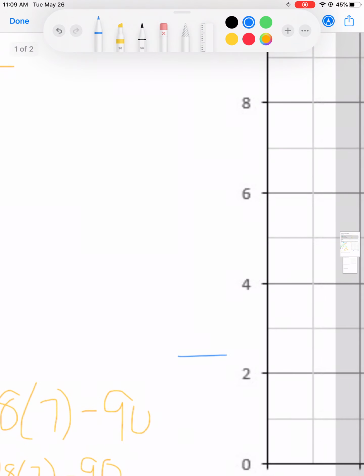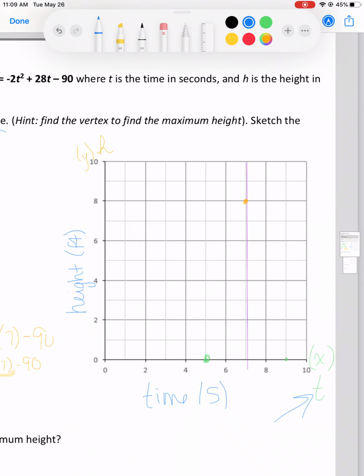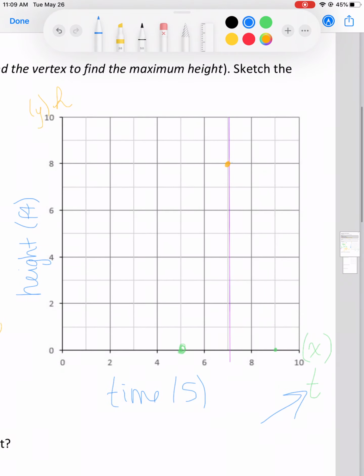So, find the maximum height of the airplane. Hint, find the vertex and find the maximum height. Sketch the graph to help you. So pretty much we've already put in all the information. Here is our graph. I know that doesn't look exactly like a parabola, but whatever.